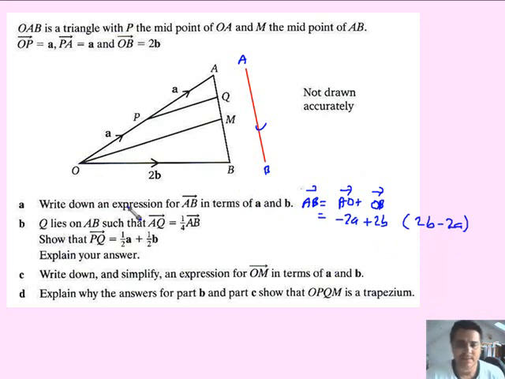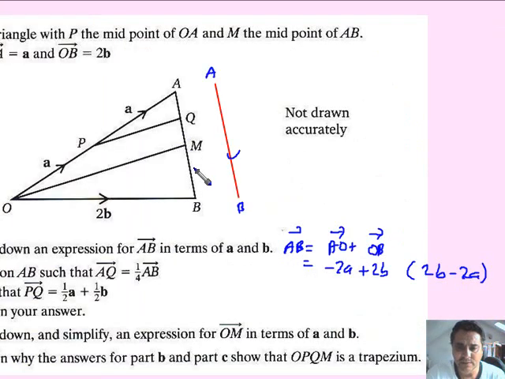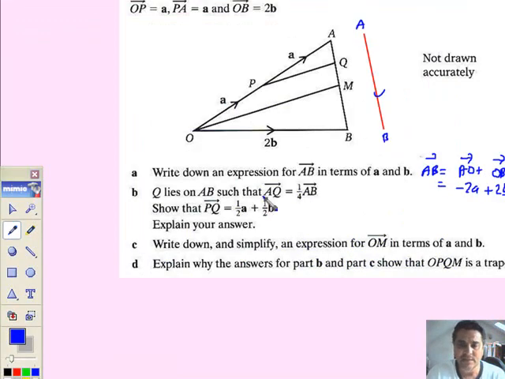Now, Q lies on AB, that's the line AB, such that AQ is a quarter of the entire line AB. Fair enough then. So, show that PQ is going to be half a plus half b. Essentially I've got AB, which is the value I've just got here, and I want to quarter that thing, don't I? So let's just play around. Now, I want to work out PQ. Let's do it here, I'll run out of space.